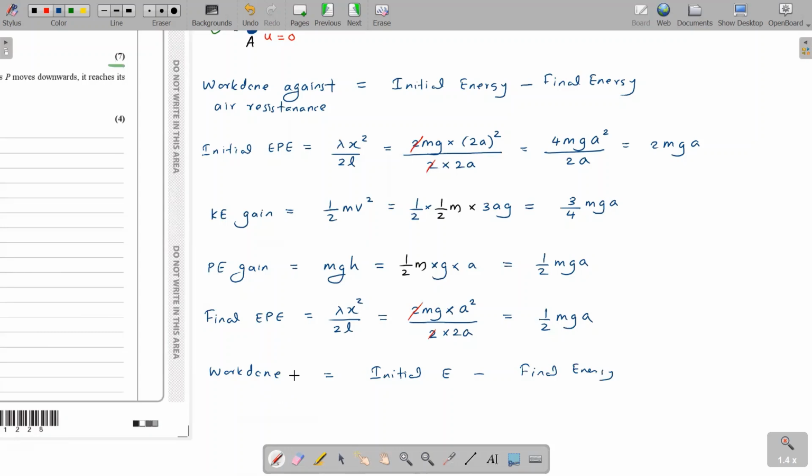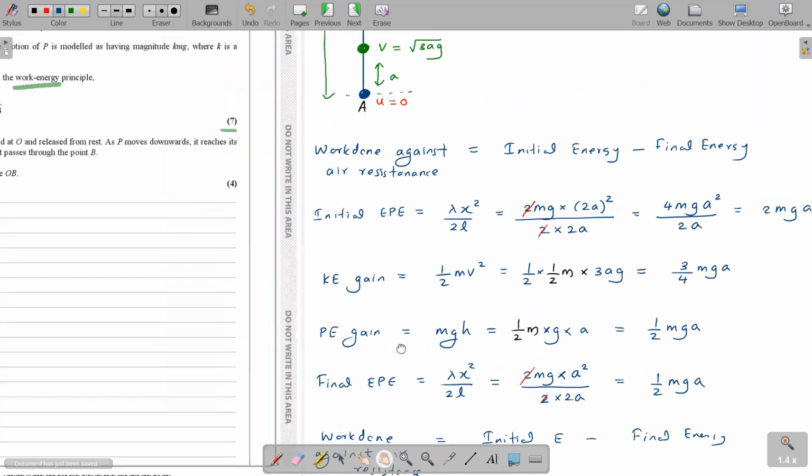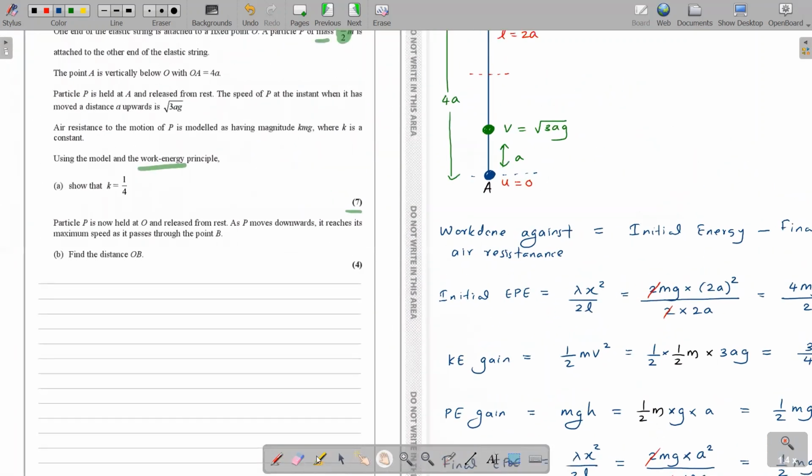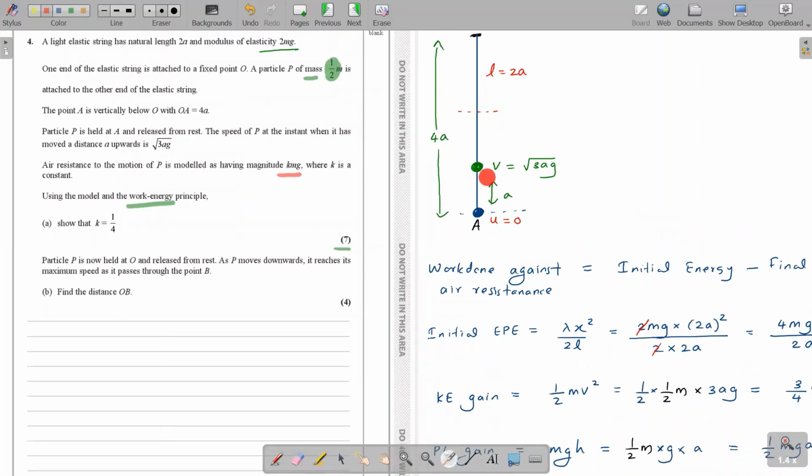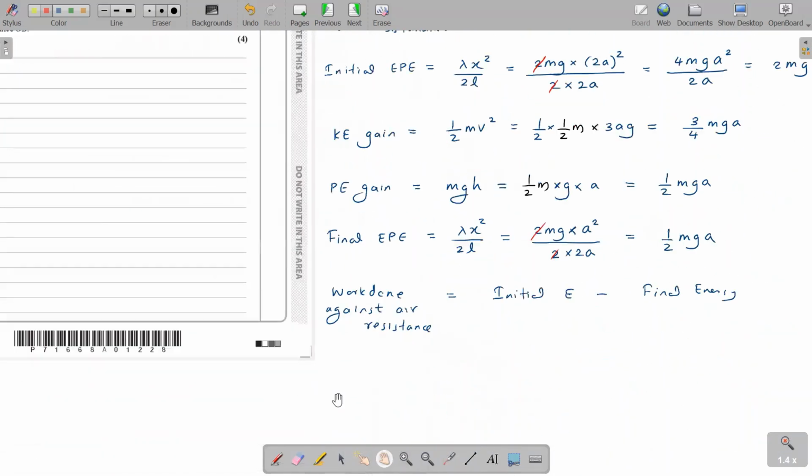Okay, so work done against air resistance. How do we get the work done against any force? Work done against any force is force times distance. What they have told you here is the air resistive force, kmg. And how much of a distance are you moving against air resistance? You move this distance a. Can you see? You move this distance a against air resistance. So it's kmg times a.